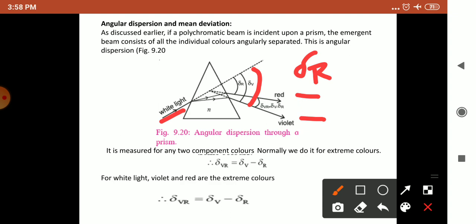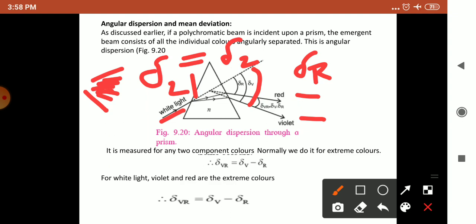So it is measured for any two component colors. Normally we do it for the extreme colors, that is, red and violet. In between there are five or six different colors, but we do this only for the first and last ray, that is, delta 2 1 is equal to delta 2 minus delta 1. Then for white light, violet and red are the extreme colors. So for this, delta VR is equal to delta V minus delta R.